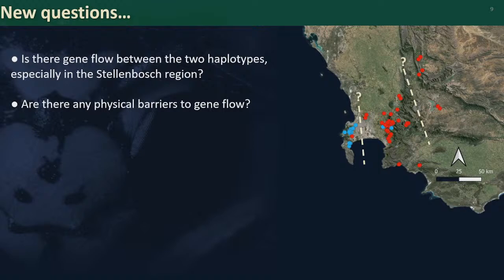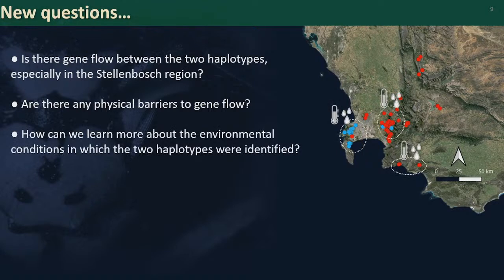The second question I want to answer is: are there any physical barriers to gene flow, for example, the mountain or the city? How can we learn more about the environmental conditions in which the two haplotypes were identified? Can we have more precision about the environmental conditions for each haplotype?